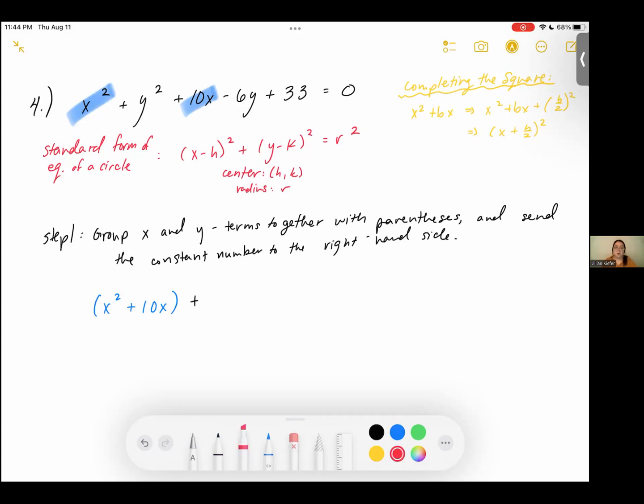Next, we're going to group our y terms. Our y terms are y² and negative 6y. We're always kind of trying to deal with positives as much as we can. So when we see that minus sign, we're just going to attribute that to the negative instead.